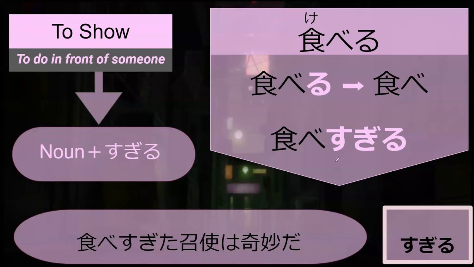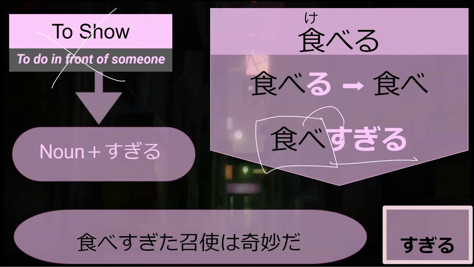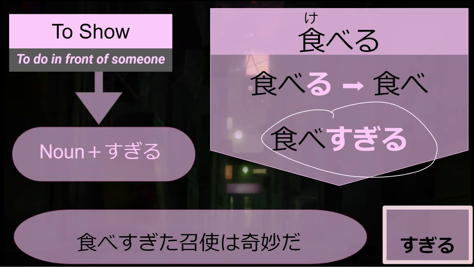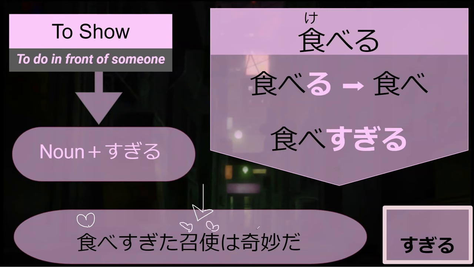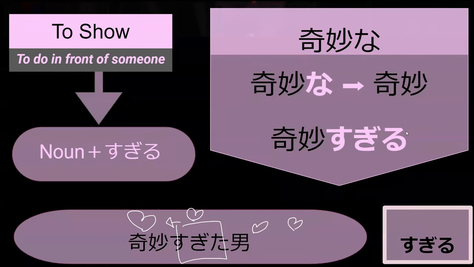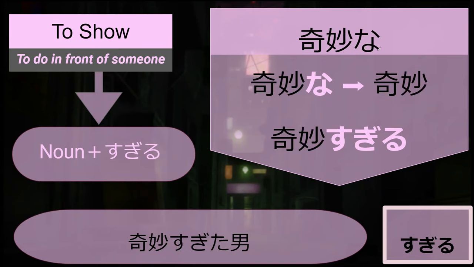So you already know this, I think, which is just sugiru, which means to go too far, to do too much. I forgot to write that up there. But all you really do is attach it to a noun. So like with stem form, you say tabe sugiru. But you can also use this with adjectives, which I'll be showing in the next slide. Could you read the little example sentence on the bottom here? Tabe sugita meshitsukai wa kimyo da. It means the servant that ate too much is strange. Perfect.